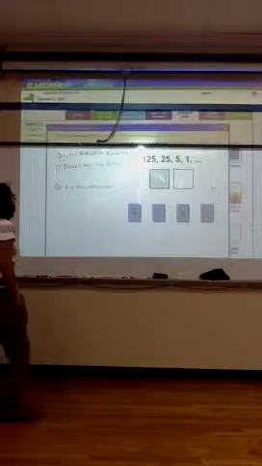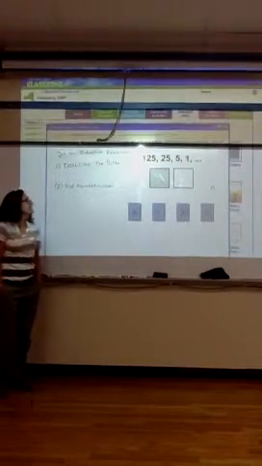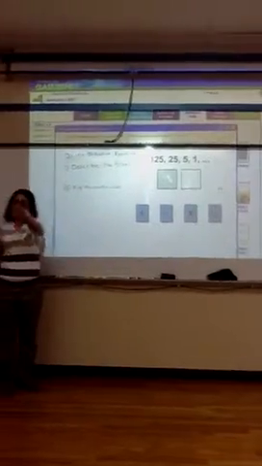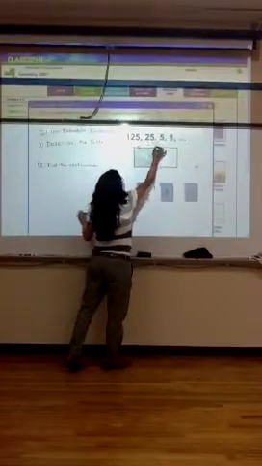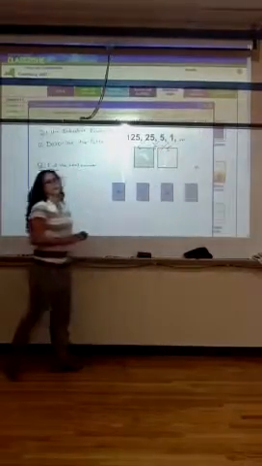Tick tock, tick. Any ideas what's happening in the pattern, and what the next number is? Angelo. You are dividing it by 5. We divide by 5 here to give us 25, divide by 5 here to give us 25, divide by 5 here. So what should our following numbers be?